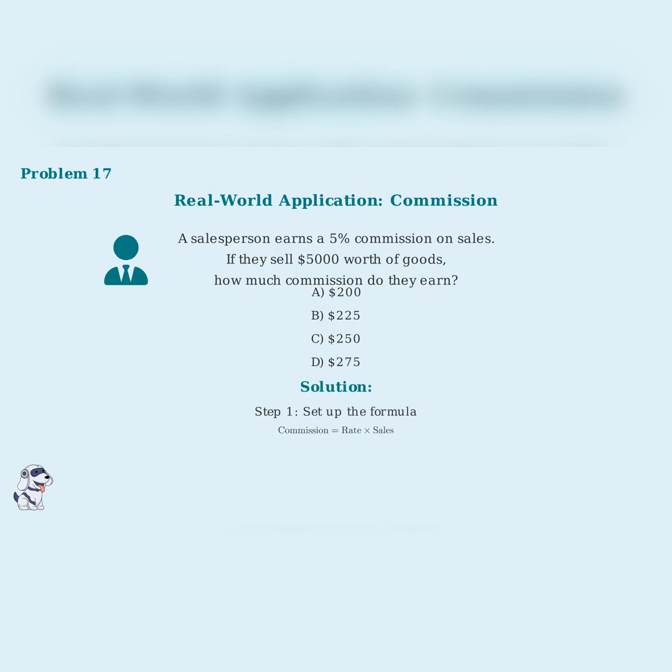First, we set up the commission formula. Commission equals rate times sales. Step 2, we substitute our values. The commission equals 5% times $5,000. Step 3, we convert the percentage to a fraction. 5% becomes 5 over 100. Step 4, now we calculate. 5 divided by 100 equals 0.05. Then 0.05 times 5,000 equals $250. Therefore, the salesperson earns $250 in commission. The correct answer is C.